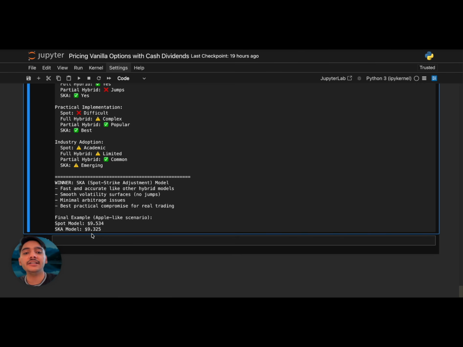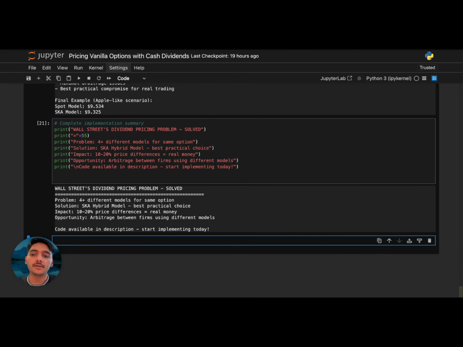The three key things to remember are: the dividend option price problem is real and unsolved in practice; model choice creates measurable arbitrage opportunities; and the SK model is the best practical solution. So the final summary is: the SK model is the best practical choice, and there was a 10 to 20% difference, which is real money. The code is available in the description, so start implementing today.